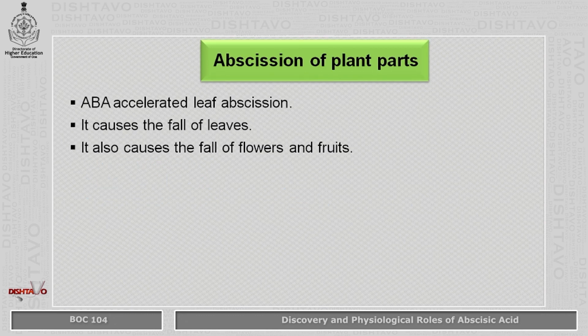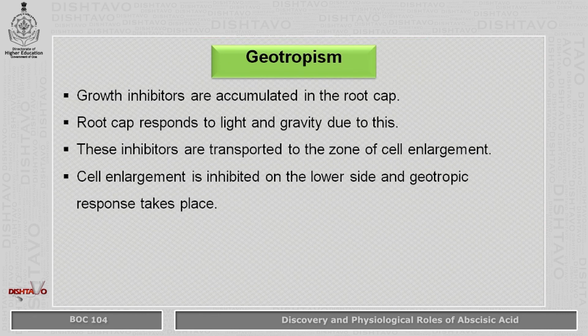Abscission of plant parts. Abscisic acid accelerates leaf abscission. It causes the fall of leaves, and it also causes the fall of other plant parts such as flowers and fruits. Lastly, geotropism. The growth inhibitors are accumulated in the root cap. Now, root cap responds to light and gravity due to the accumulation of these growth inhibitors. These inhibitors are transported to the zone of cell enlargement. Cell enlargement is inhibited on the lower side and geotropic response takes place.